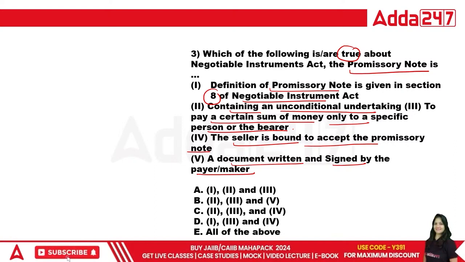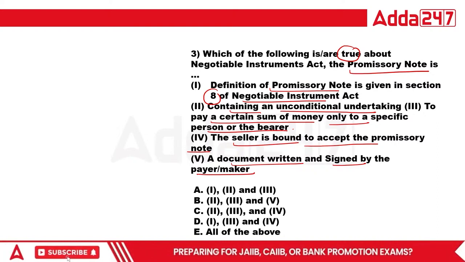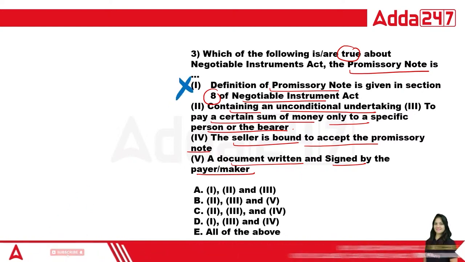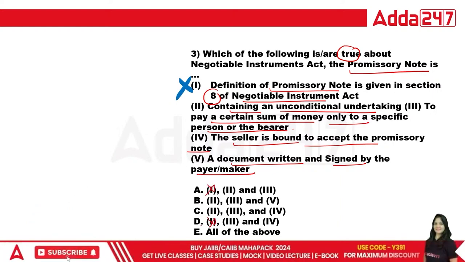Which of the following is true about the NI? See, the first definition is 100% wrong. Why? Because this definition is defined in Section 4. So the first is wrong. So the answer cannot be D, it cannot be A.